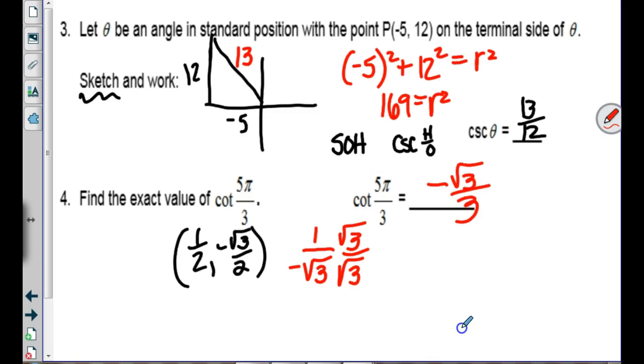Watch your signs carefully. Remember, this is not graded 5, 4, 3, 2, 1. There's a grading rubric for every question. So it says I have to take off 1 or a half or whatever for every little thing that's wrong.